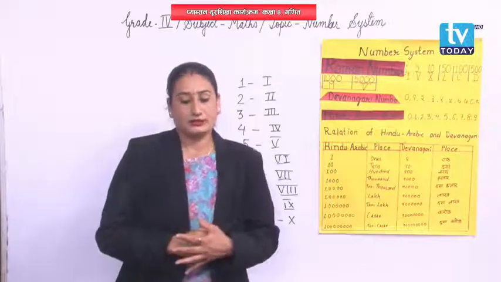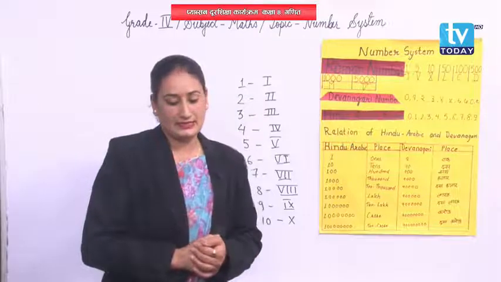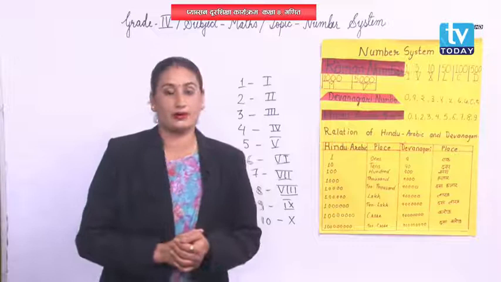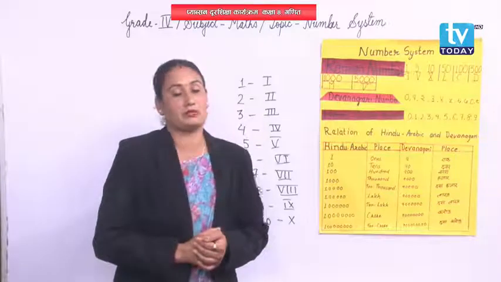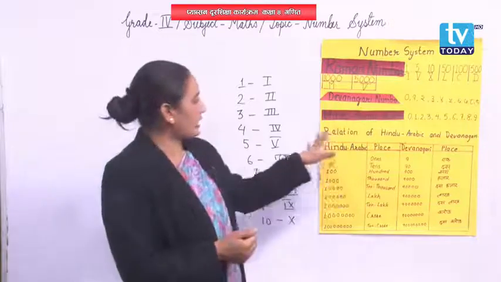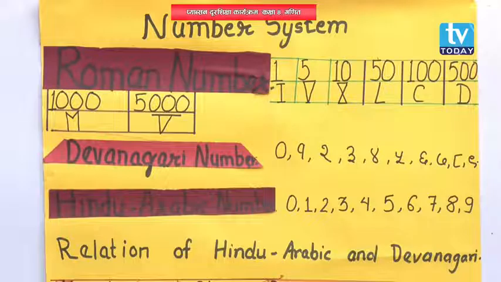So the positions of the digits. We are going to learn about place value as well, okay? From the number system, we are going to learn the place value, from the same system. From here, we are going to make a place value. How to write the place value?